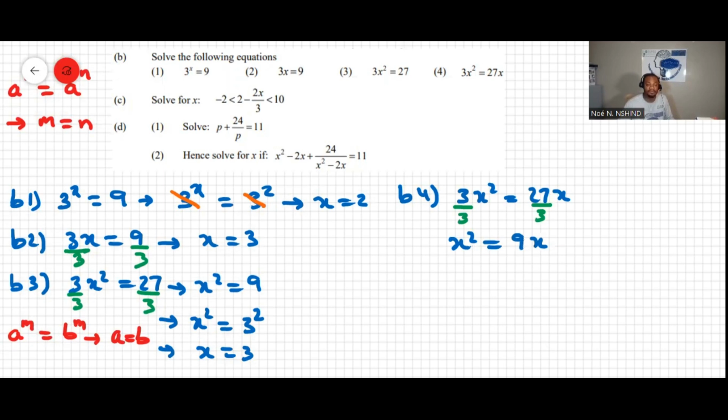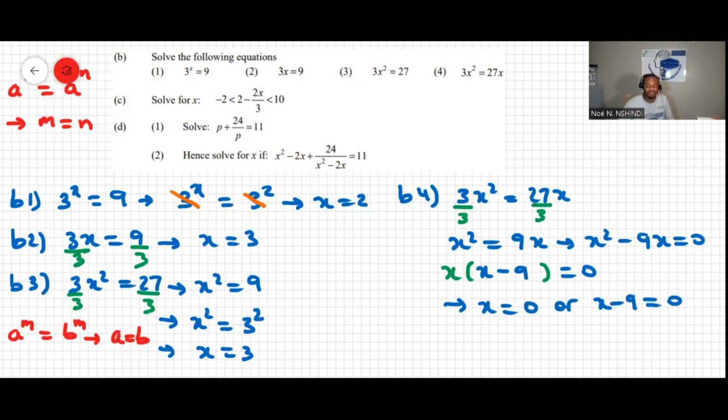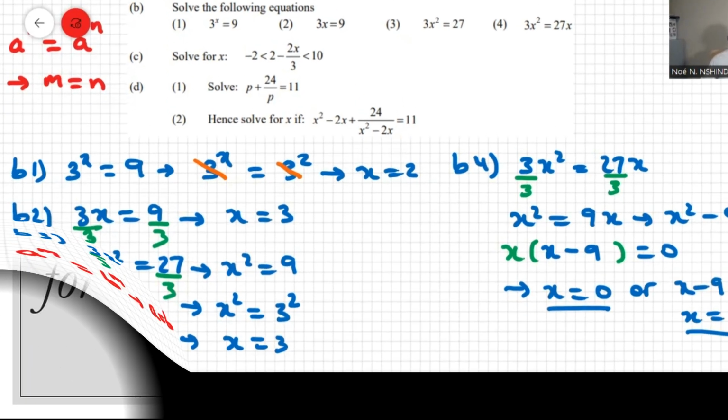Then if I move the 9x over, that makes x squared minus 9x equals 0. Then we can take x as the common factor, and we are left with x times x minus 9 equals 0. This implies that x is equal to 0 or x minus 9 equals 0. This means that x equal to 9. So these two are the solutions of this equation.